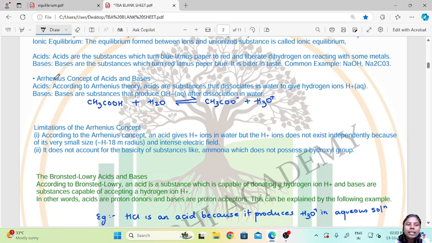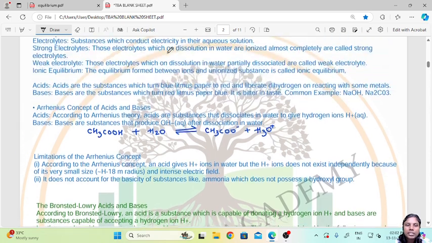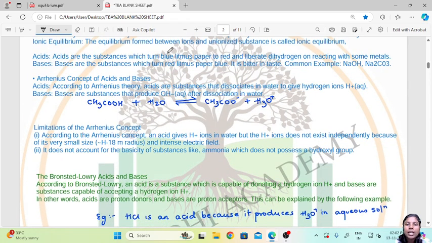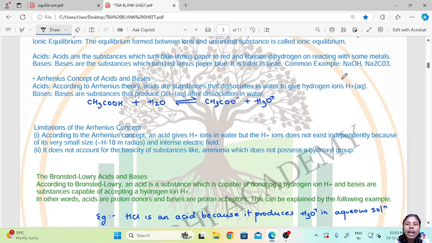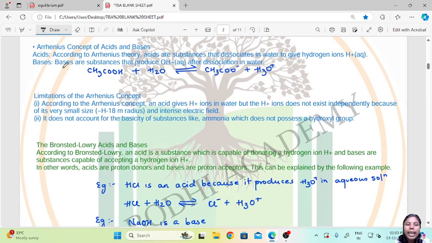Now there was the Arrhenius concept of acids and bases. Different scientists tried to classify acids and bases based on the different research that they did. One was the Arrhenius concept. What Arrhenius said was that acids are substances which dissociate in water to give hydrogen ions. If you dissolve a substance in water and it gives us H plus ions in water, then it is called an acid. Bases are the ones which on dissociating in the solution will give us OH minus ions. So acids will give us H plus and bases will give us OH minus ions. This was the Arrhenius theory of acids and bases.